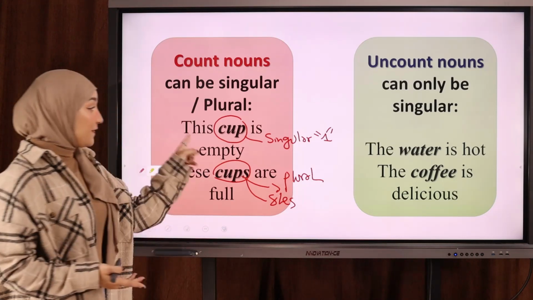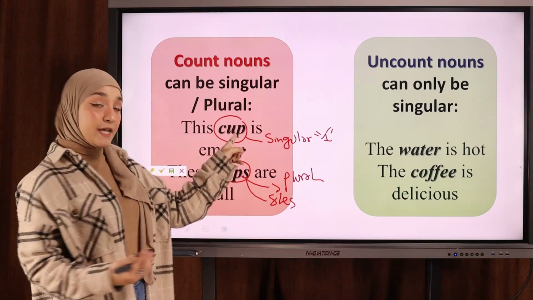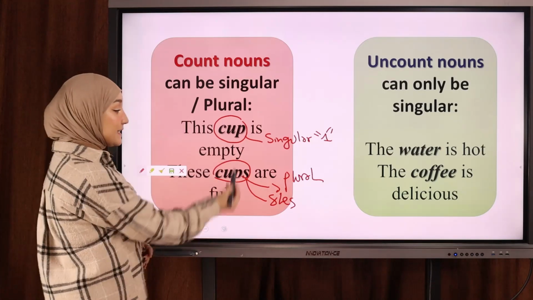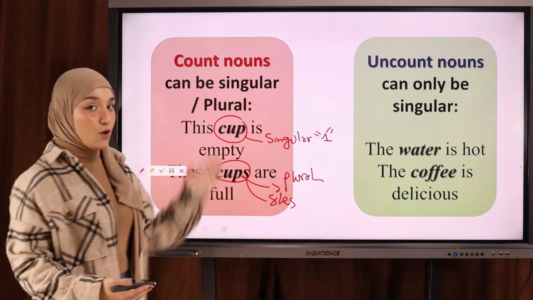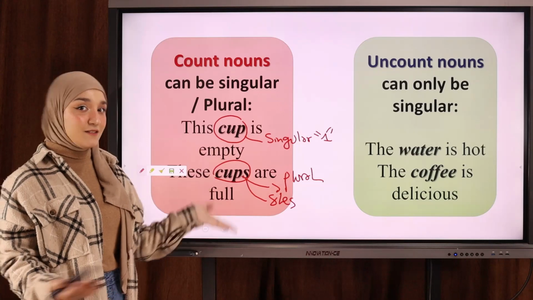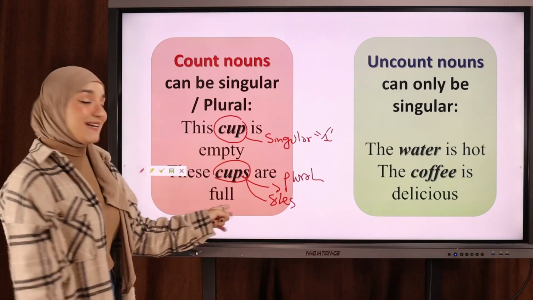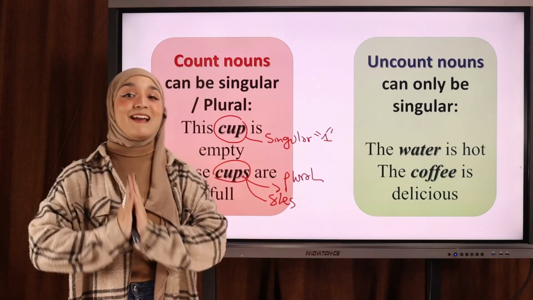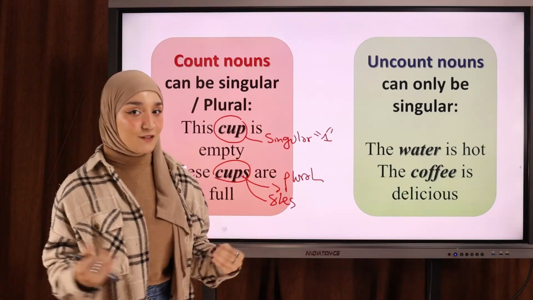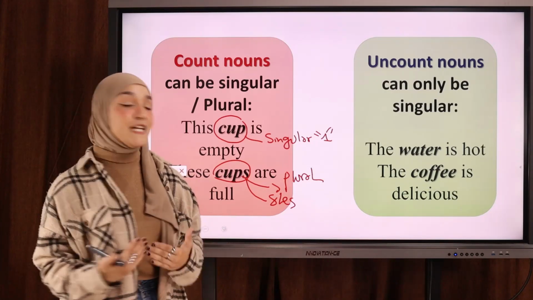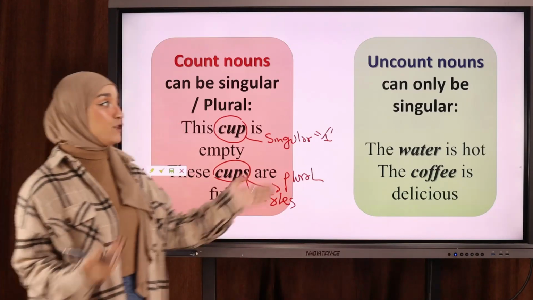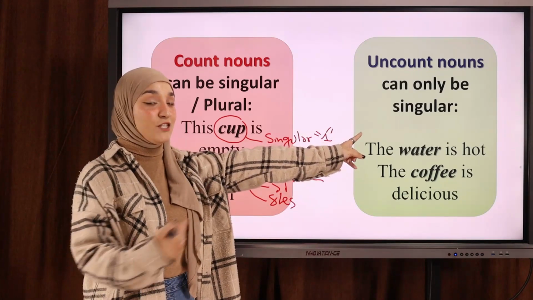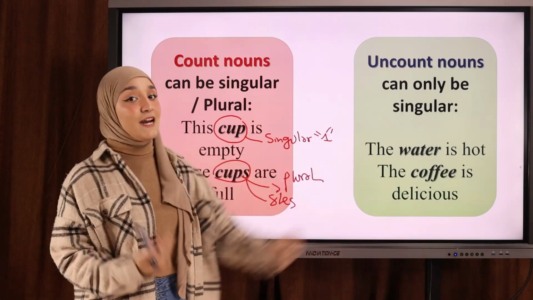Okay, so this cup is empty. So cup here is countable لأنه من الأشياء التي يمكن عدها. لديه صيغة في الجمع. Okay, cup cups. 1 cup 9 cups فنجان 9 فناجين. Okay, so cup cups. Uncount nouns can only be singular. الأشياء الغير قابلة للعد تكون فقط في المفرد. Okay, ليس لديها صيغة في الجمع. Meaning we do not add s at the end of an uncount noun. لا نضيف s أو es في نهاية الأشياء التي لا يمكن عدها الغير قابلة للعد.